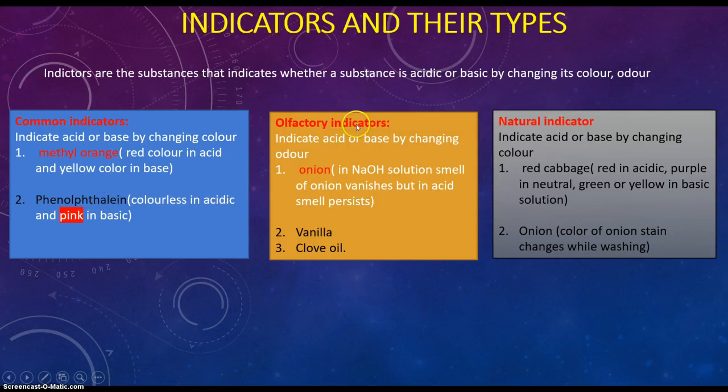Now we have to know about a new category of indicator called an olfactory indicator. Olfactory, as the name itself tells you, indicates the function. Olfactory indicators are those indicators that indicate the presence of acid or base in a solution by changing its odor. For example, onion is an olfactory indicator.